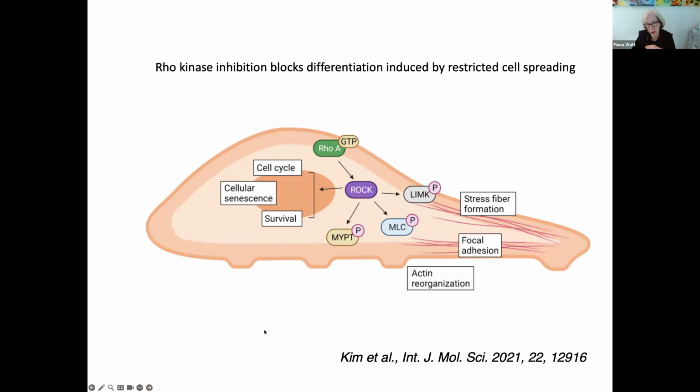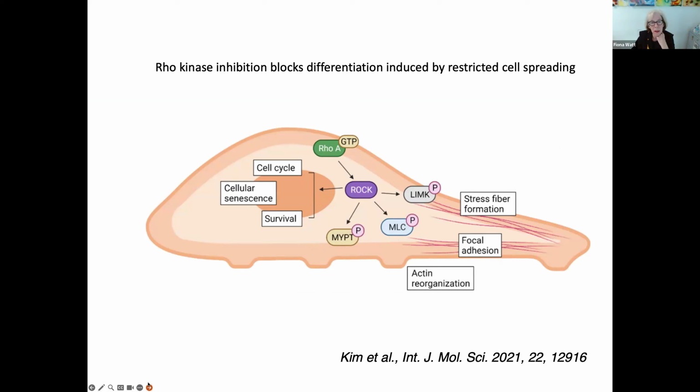Another robust observation is that in all of those contexts that I've described, if you inhibit Rho kinase, you can block differentiation. Of course, Rho kinase has many functions as shown in this schematic here, but it is in particular associated with cell adhesion, focal adhesions, and the interactions with the actin cytoskeleton.